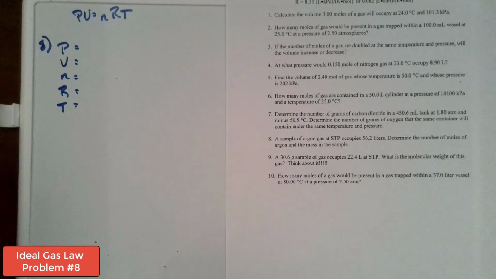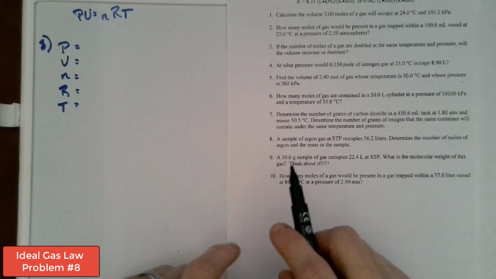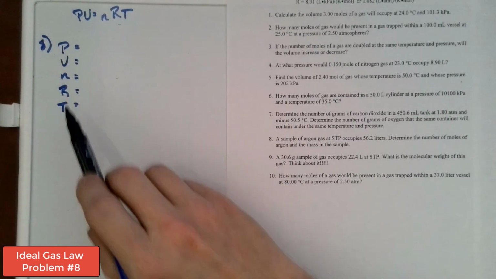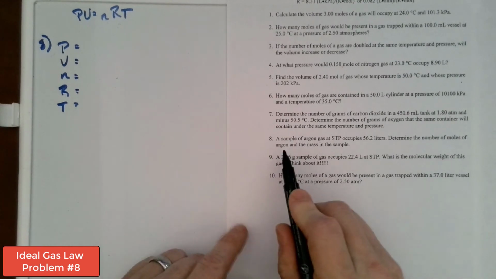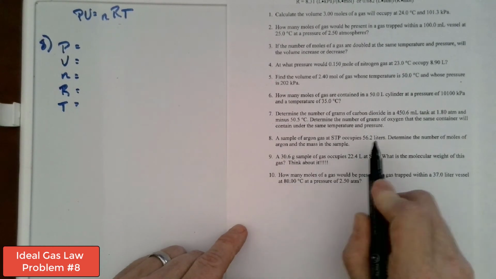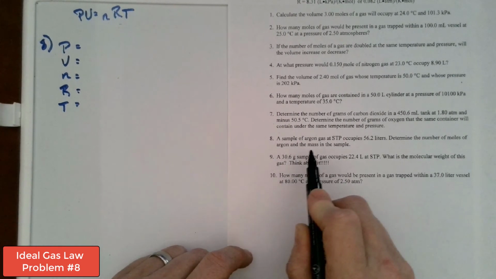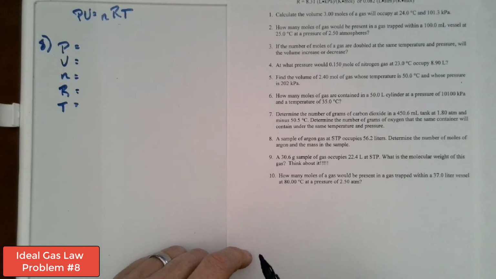The last problem I want to work with you guys as an example happens to be number 8. This is still the ideal gas law, so I have the formula and my variable set up. In number 8, we see that a sample of argon gas at STP occupies 56.2 liters. Determine the moles of argon and the mass in the sample.